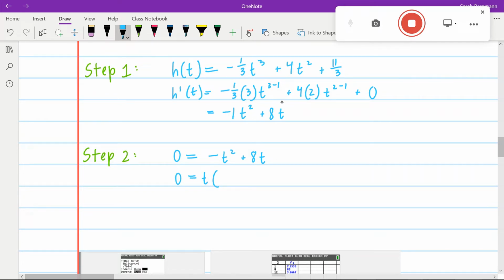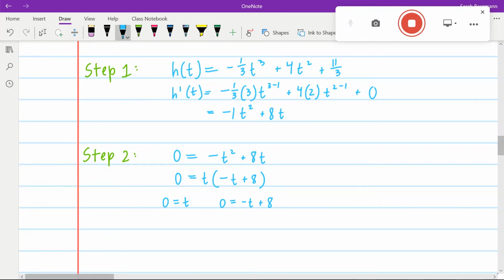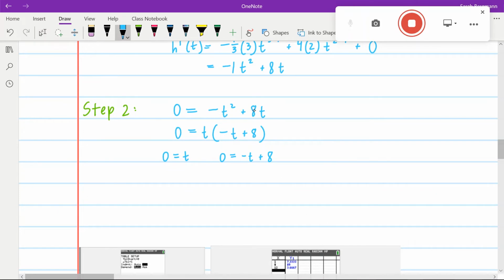I'm going to factor out the greatest common factor first, since that's always the first step in factoring. I'm left with negative t plus 8. This is completely factored now in just one step by taking out the GCF. Once you have it factored, you set each factor equal to 0 and solve. This factor is already solved, 0 equals t. The other equation, however, I just need to add t on both sides. So I get t equals 8.